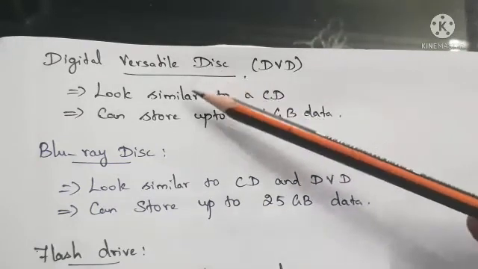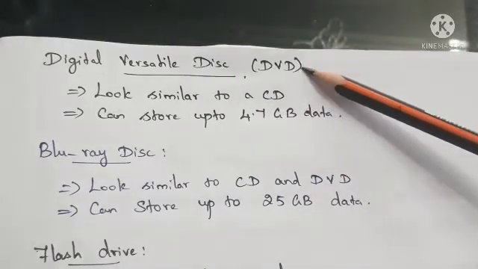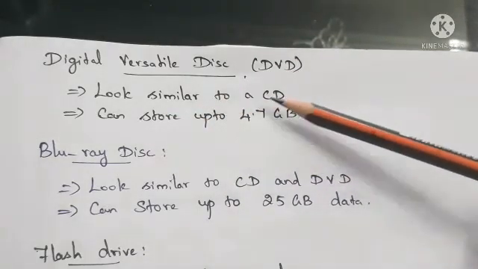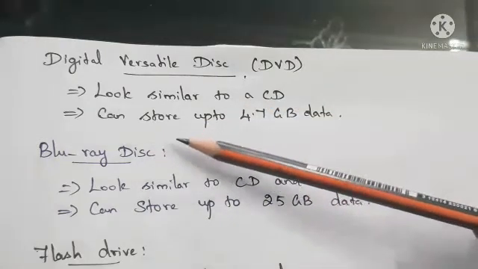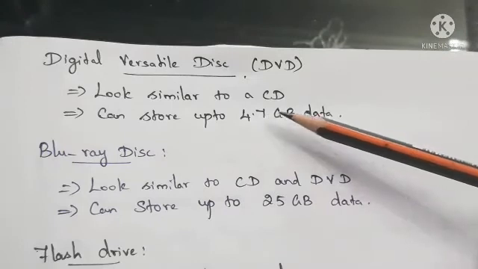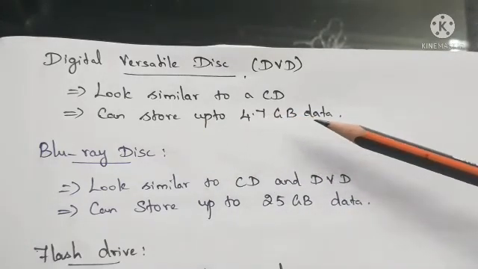See once again, digital versatile disk, we can call it as DVD. It looks similar to a CD. We can store up to 4.7 GB of data.